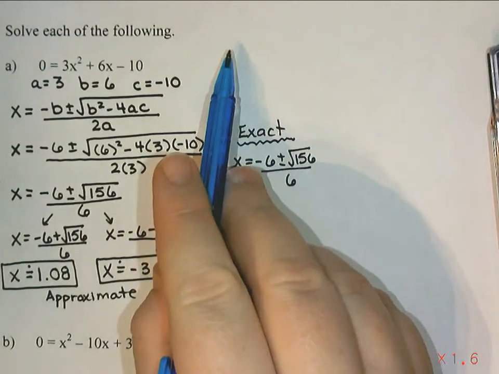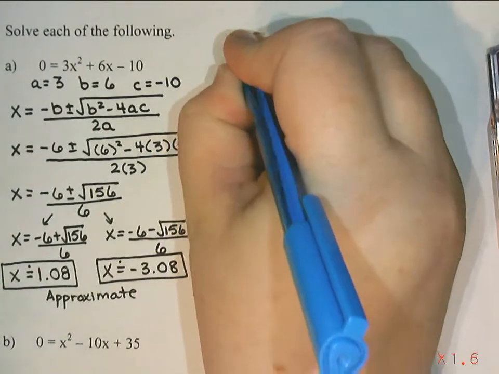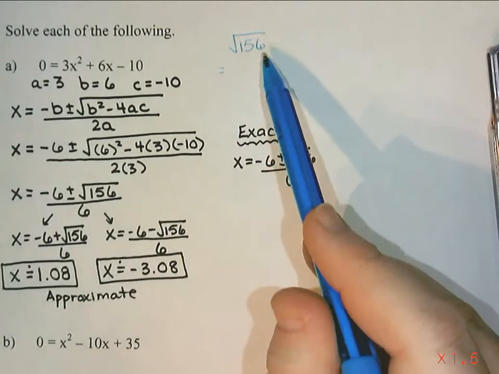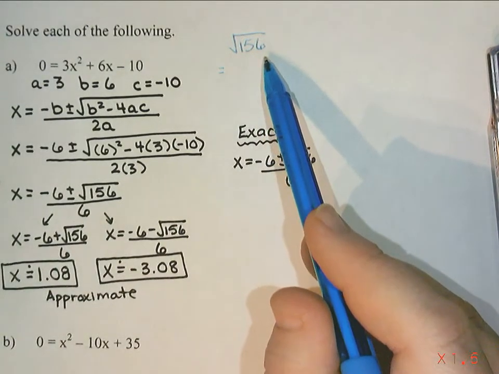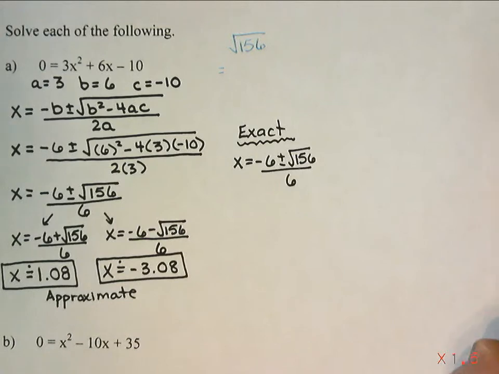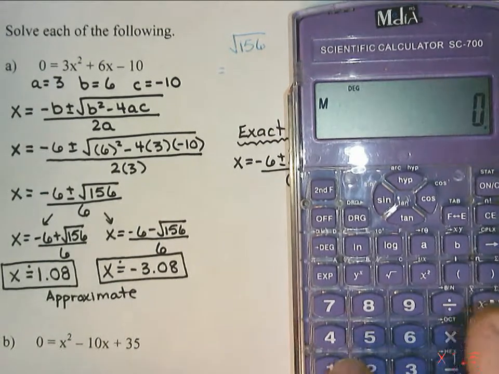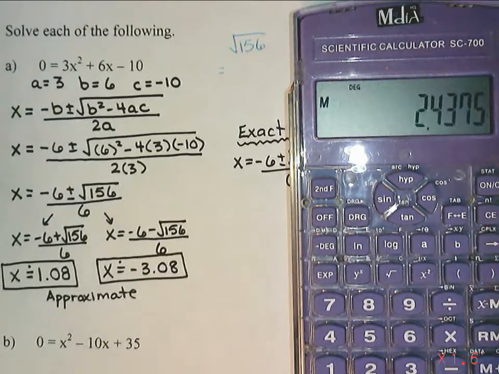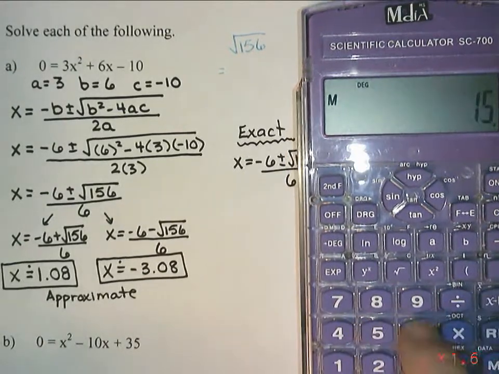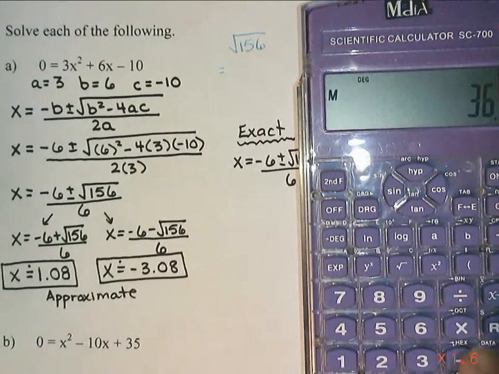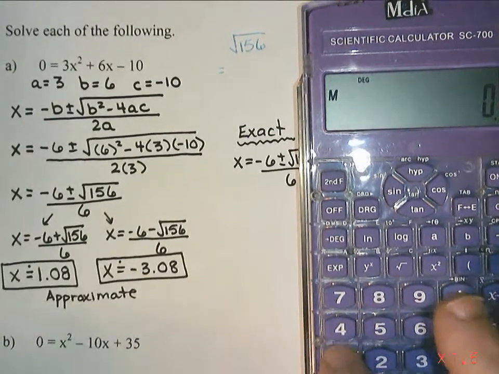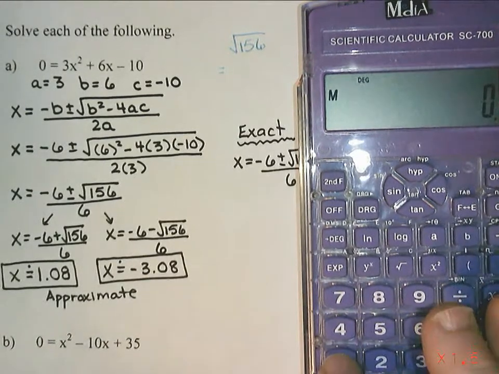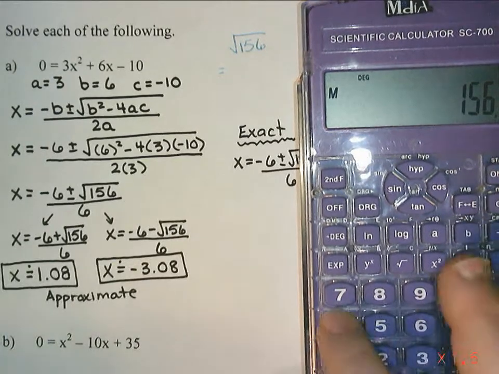And I'm just going to do that up here in a little bit of spare space. So 156, I notice that it is an even number. So I'm going to try some of the larger even perfect squares and see if they go in. So 156, I could try 64. Nope. I can try 36. Nope. I can try 16. Nope. And then I can try 4. And if 4 doesn't work, we're kind of out of luck here.